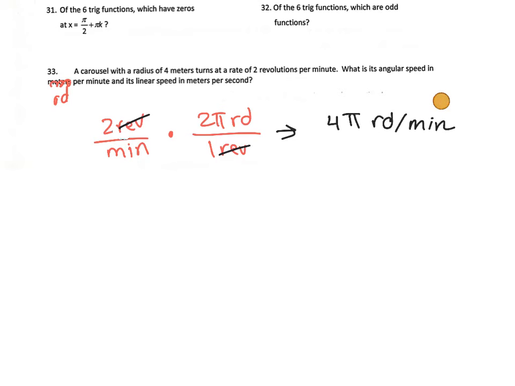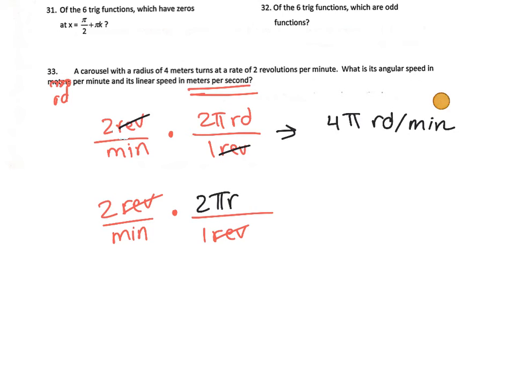Now, if I want to find the linear speed, remember, you need to not just multiply by 2 pi, but you need to multiply by 2 pi r. And the unit is going to be the unit of the radius. So if I have 2 revolutions per minute, and I want meters per second, I have 1 revolution on the bottom, so the revolution would cancel out, and then I will have 2 pi r, and the unit is going to be the unit of the radius, which is meters. Now, what is the r? The r is 4, so 2 times 4 will give me 8.